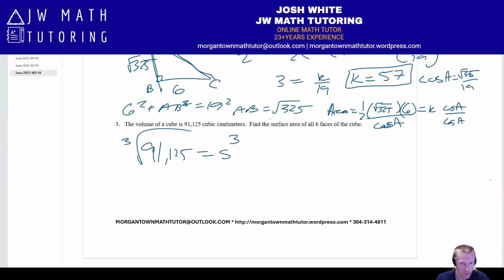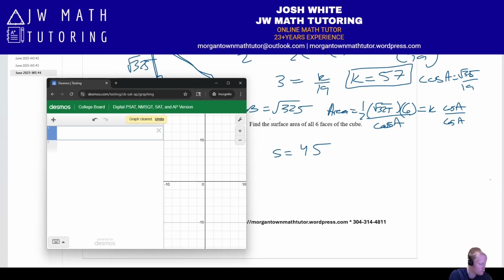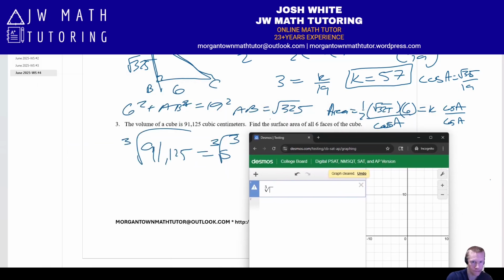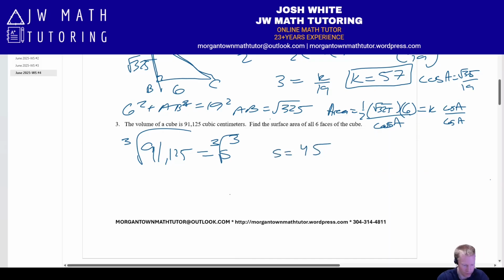So you cube root both sides. Side length should turn out to be 45. Let's just go to Desmos to confirm. Cube root. Yep, there it is. Side length is 45.